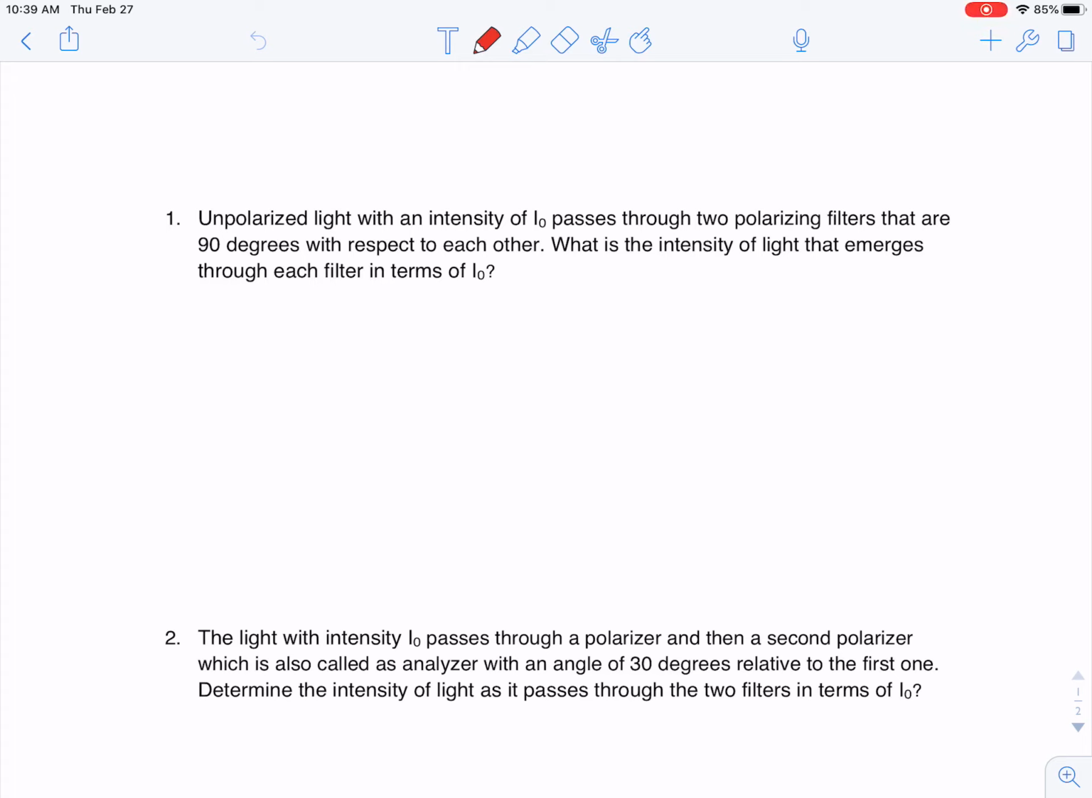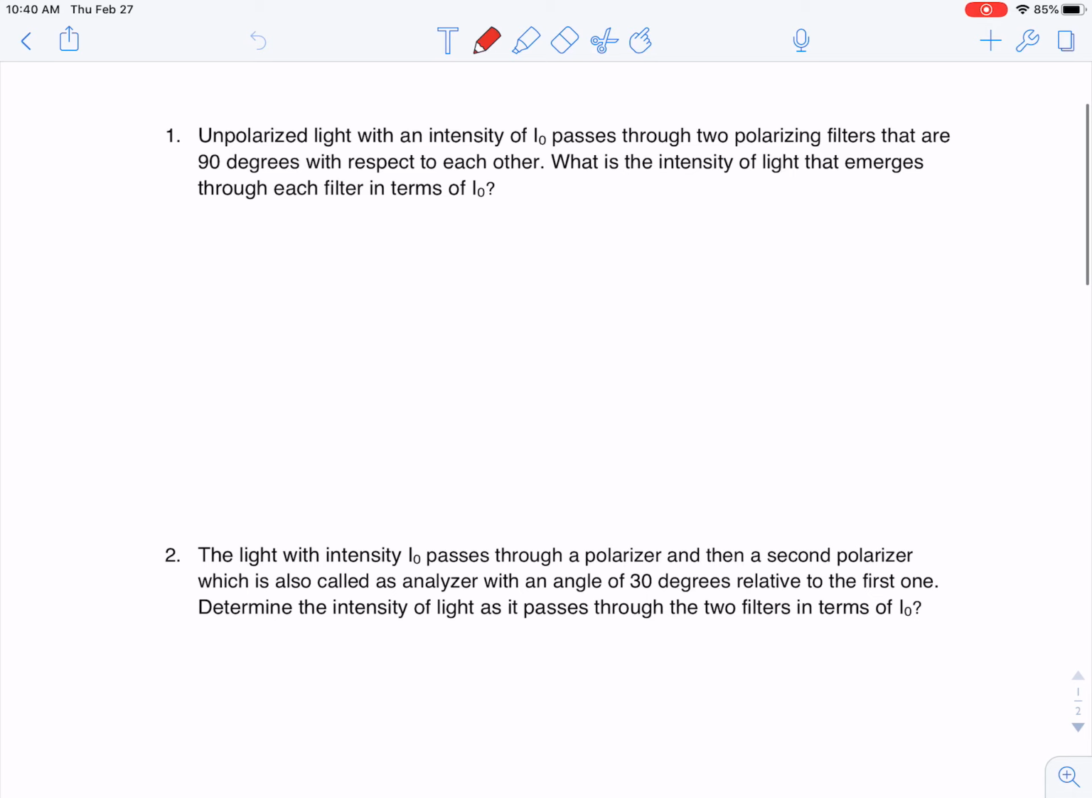Right now, we are going to discuss some problems that involve polarization. So let's get started. Unpolarized light with an intensity of I sub 0 passes through two polarizing filters that are 90 degrees with respect to each other. What is the intensity of light that emerges through each filter in terms of I sub 0?